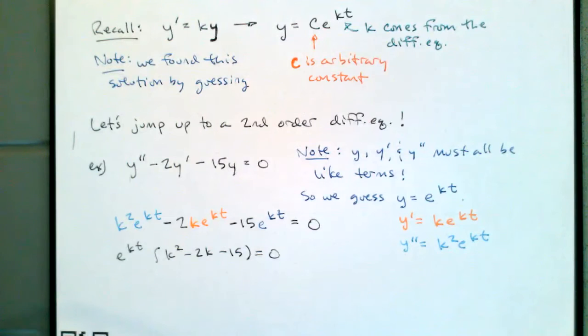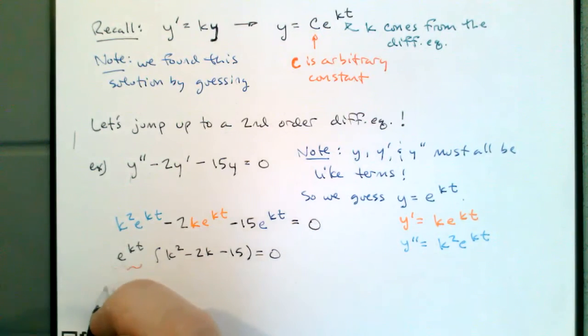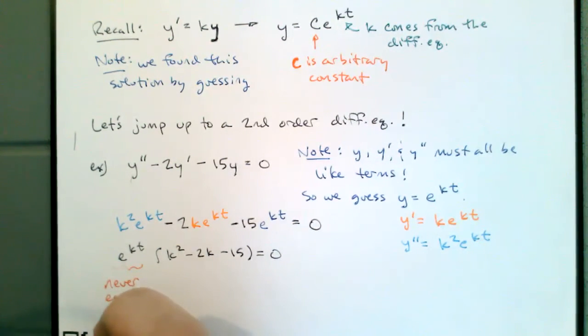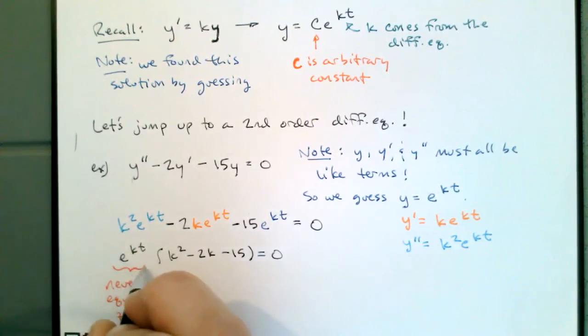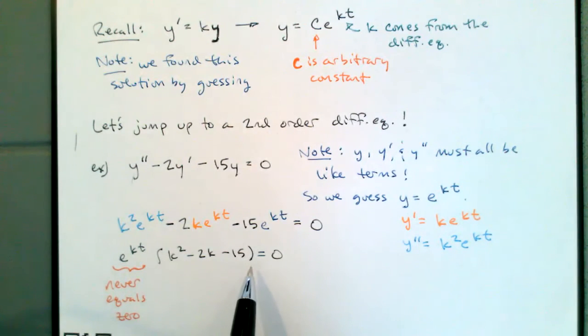Now things become very clear. E to the kt is never equal to 0. So the restriction, this k squared minus 2k minus 15, this is the part that has to be 0 to make this equation true. So e to the kt, never 0. That part never equals 0. So here is where we get requirements for k that will make the equation work.